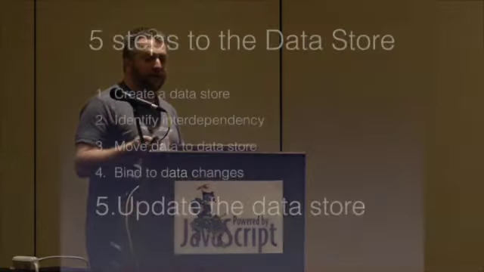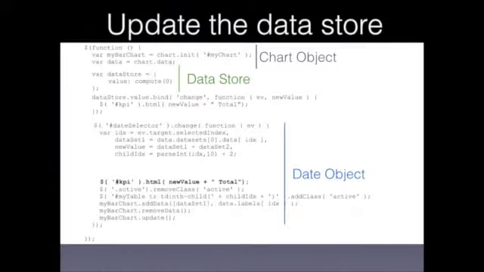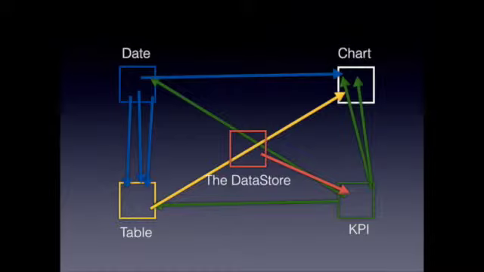But unfortunately, so far anyway, we haven't hooked up the date selector to actually do that update. And so that is the fifth step, update the data store. So we just have that same line of code there in bold, KPI HTML new value total, and we just replace that with updating the data store with the new value. And that's the process of updating to the data store pattern.